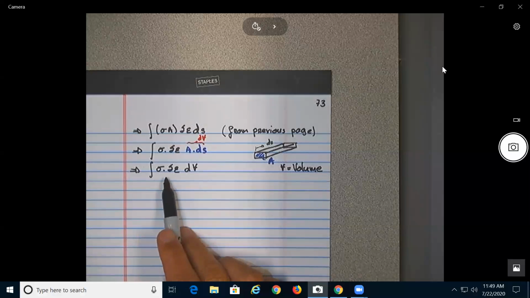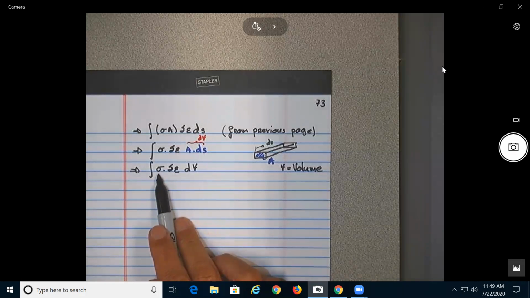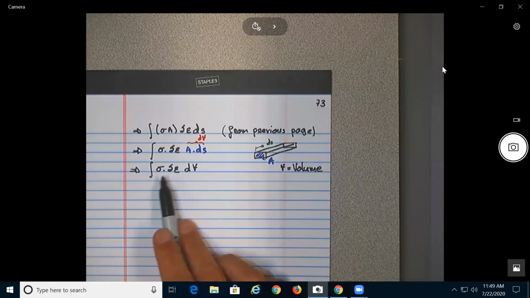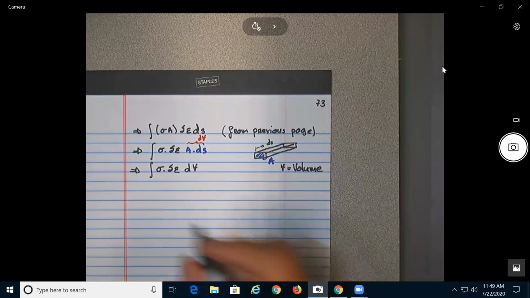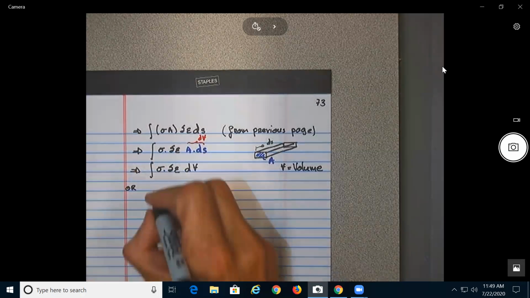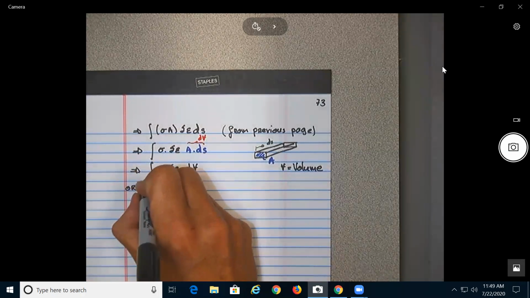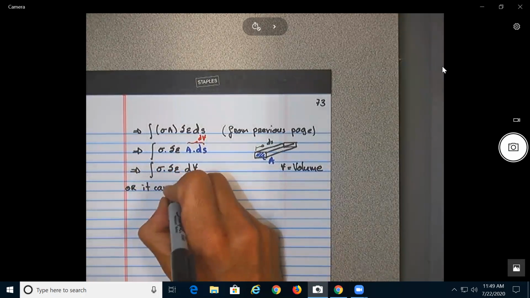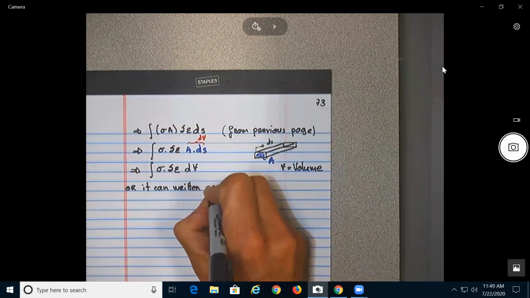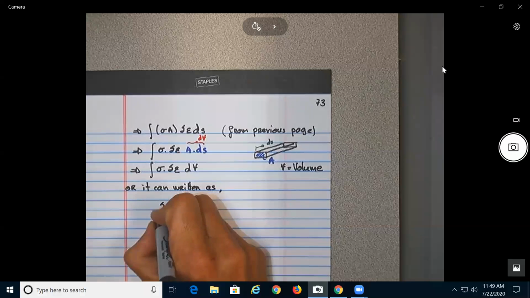This is work, correct? So what is work? Force times distance. You agree that the stress is related to the force, no? Okay? And that the strain is related to the deformation, no? So really this is the same thing, okay? Or I'm just going to rewrite it, or it can be written as what?